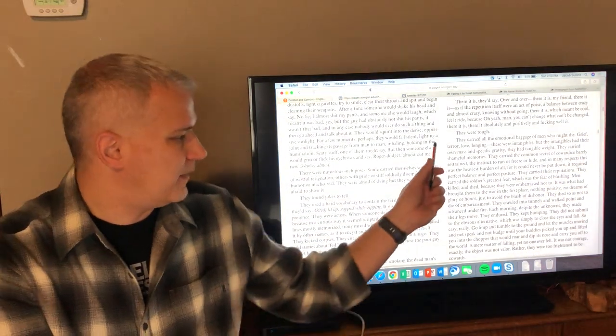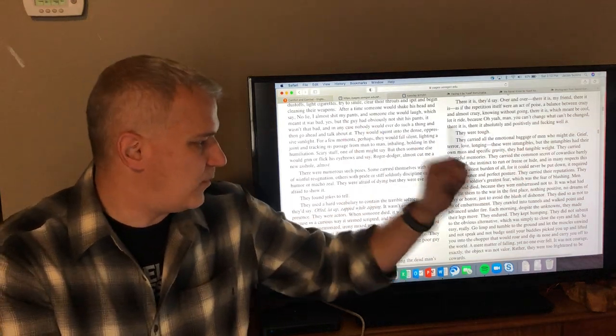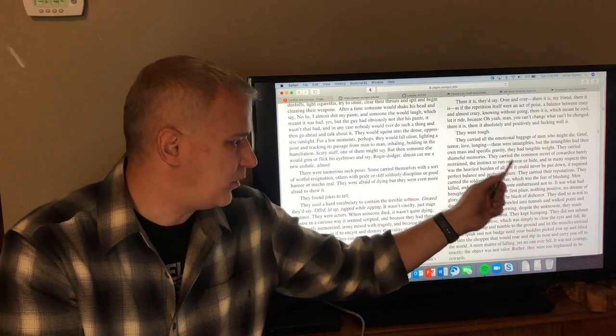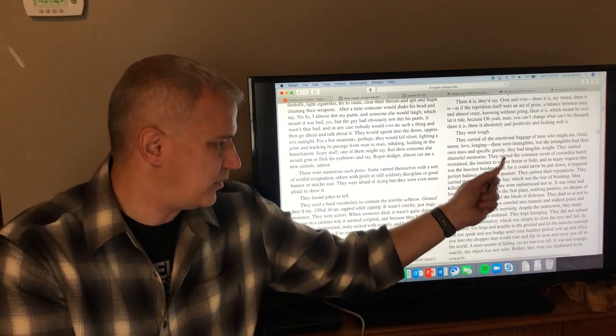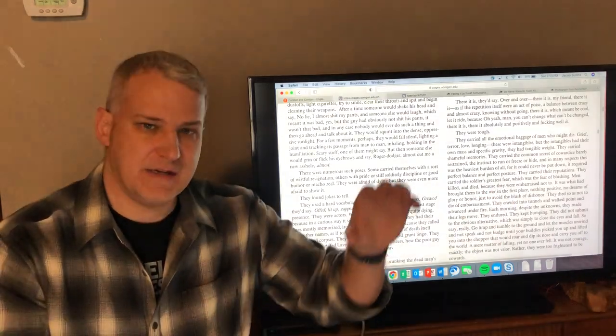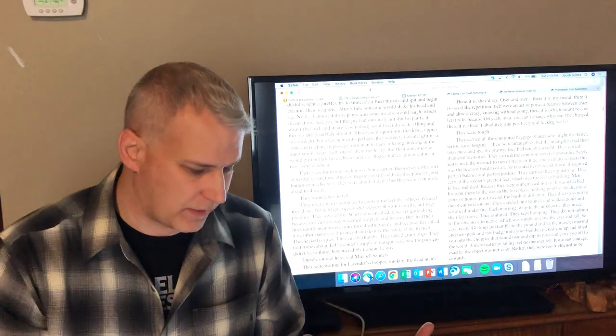It's right here. They were tough. They carried all the emotional baggage of men who might die. Grief, terror, love, longing. These were intangibles, but the intangibles had their own mass and specific gravity. They had tangible weight. That idea of the intangible and the tangible, that's really the key, the core to this story.